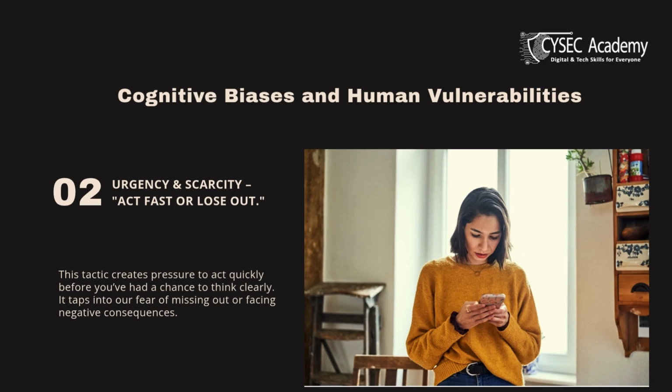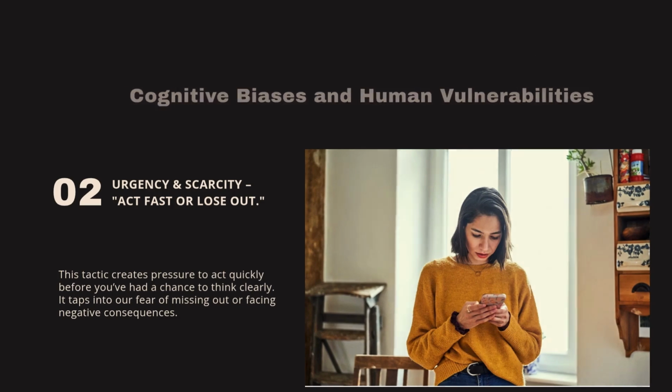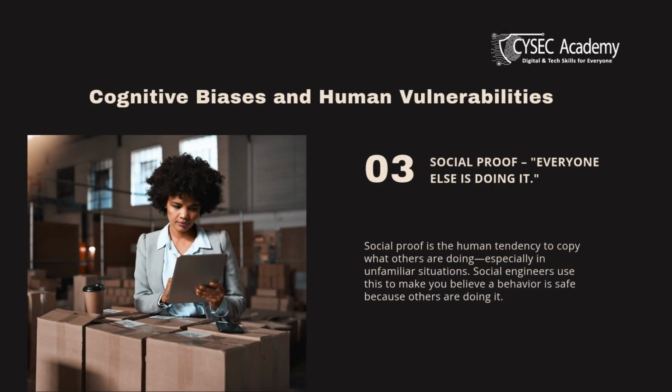Why does it work? Urgency disables logical thinking. Under pressure, your brain switches from thoughtful analysis to reflexive action. What you should do is pause. Ask, is this really urgent? Can I verify this with someone first? 3. Social proof: everyone else is doing it.